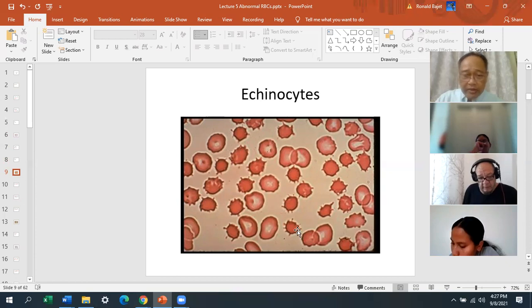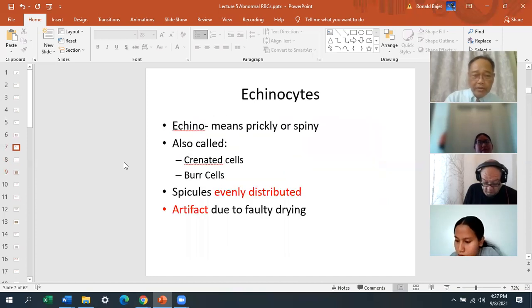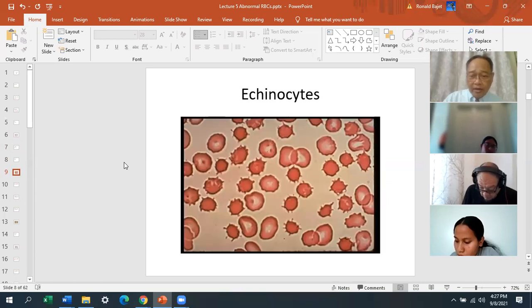And this one, they're sharp, so these are called crenated cells. Burr cells and crenated cells. Remember those two terms. Crenated cells are sharp, and burr cells are soft and rounded, just like this one.